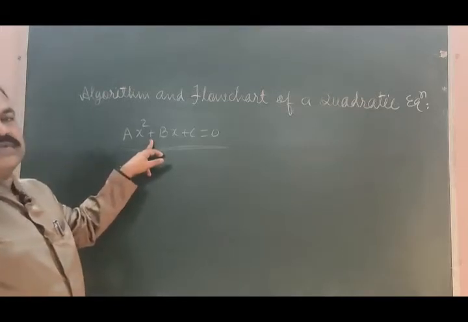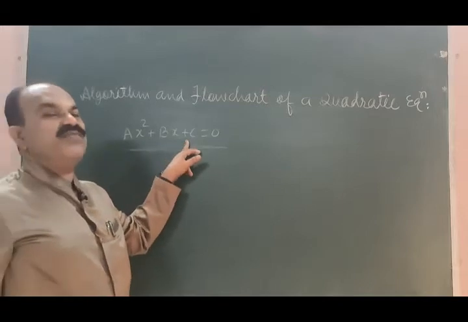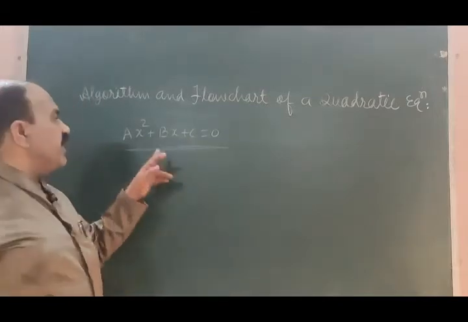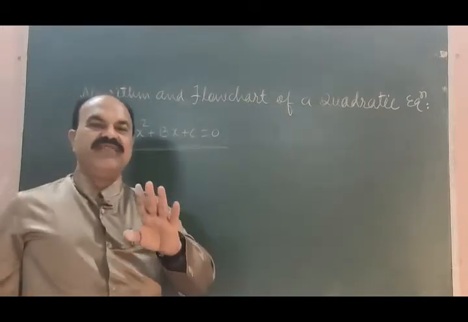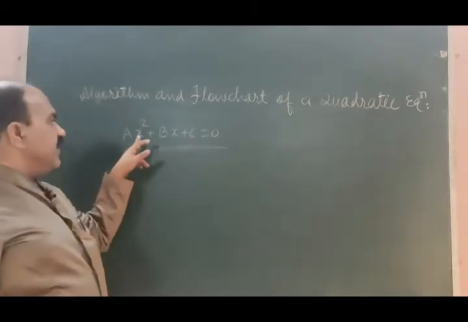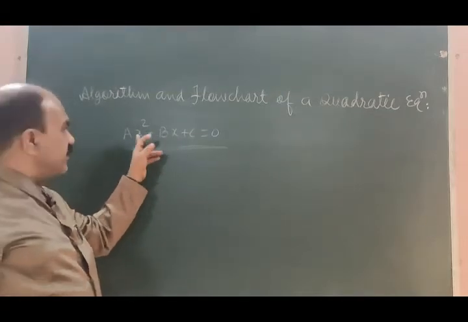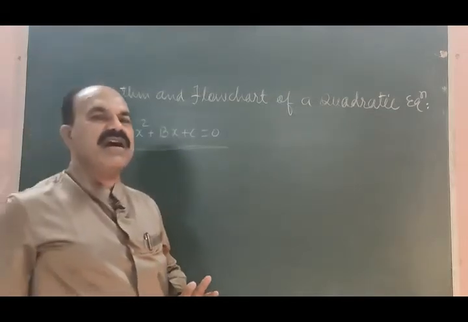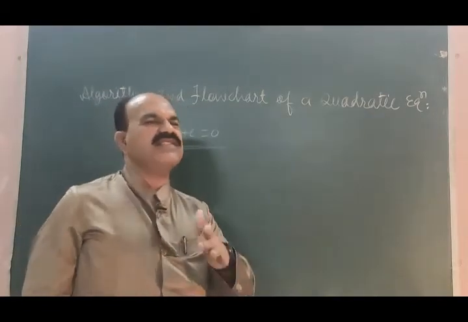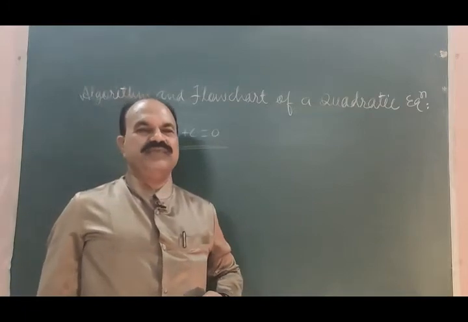Here sometimes you may have minus sign. Here also sometimes you may have minus sign. Doesn't matter what sign you have here and here. That will be the quadratic equation. X square, this x, these are unknowns. Actually, x is unknown.